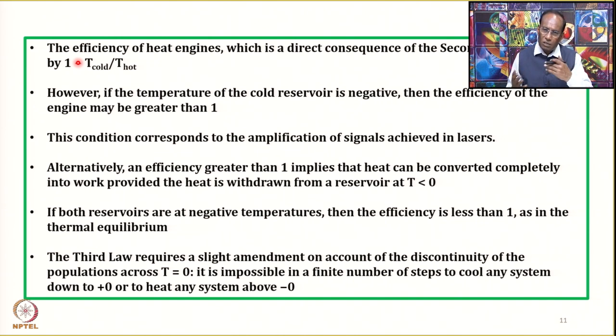Now, this discussion may lead us to a conclusion, which is accepted and mentioned in several textbooks, that the third law may require a slight amendment on account of discontinuity of populations across T equal to zero, based upon our discussion of how these various thermodynamic quantities vary when T is on the positive side of zero or on the negative side of zero. And the amendment suggested is that it is impossible in a finite number of steps to cool any system down to plus zero or to heat any system above minus zero.